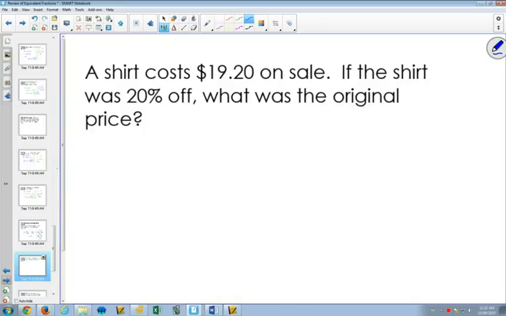A shirt costs $19.20 on sale. The shirt was 20% off. What was the original price?